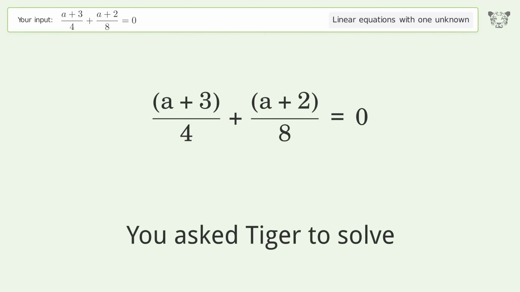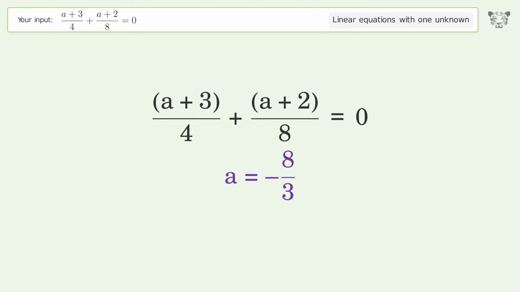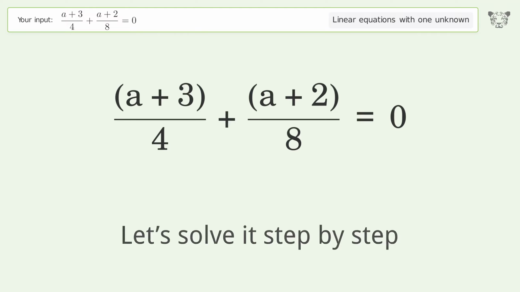You ask Tiger to solve. This deals with linear equations with one unknown. The final result is a equals -8/3. Let's solve it step by step.